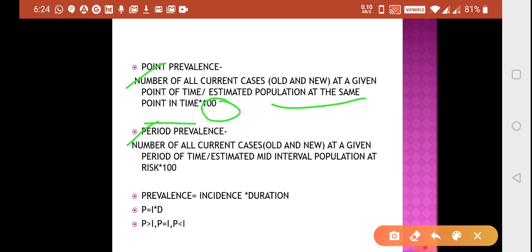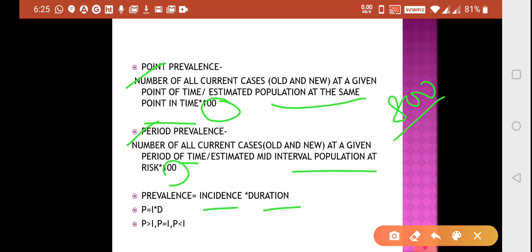And next is period prevalence: the number of all the current cases at a given period of time, meaning old or new, divided by estimated interval mid population multiplied by 100. Suppose you went after 1 month, so the period prevalence was 800. Maybe 100 cases were increased, but the prevalence in this 1 month was 800. So prevalence is incidence into duration.